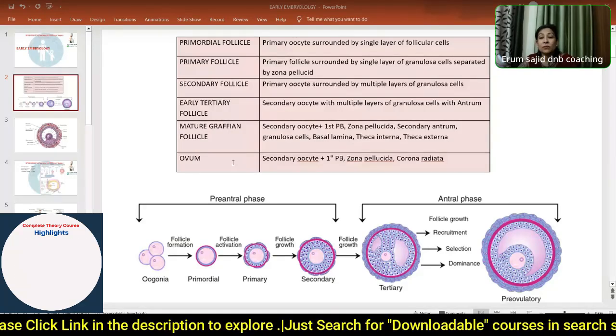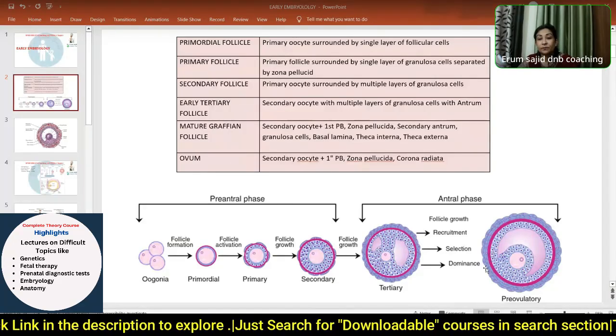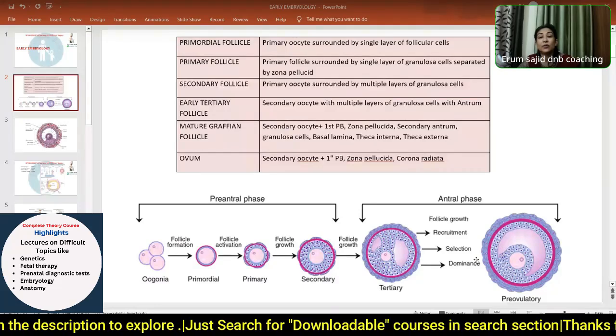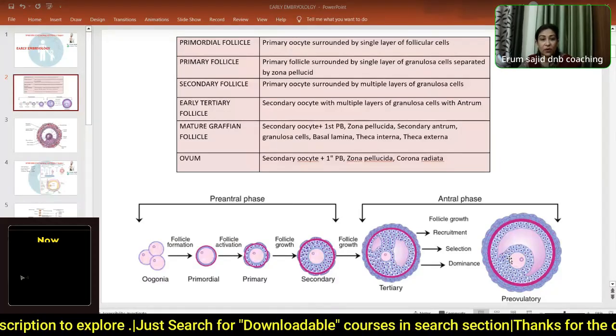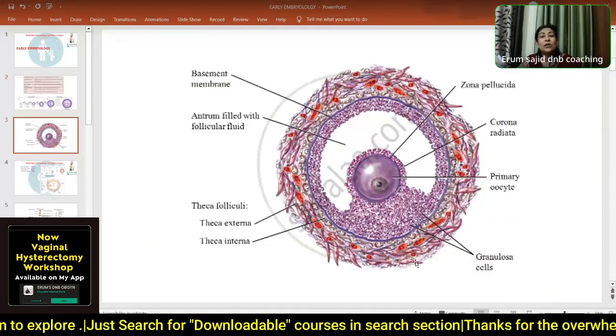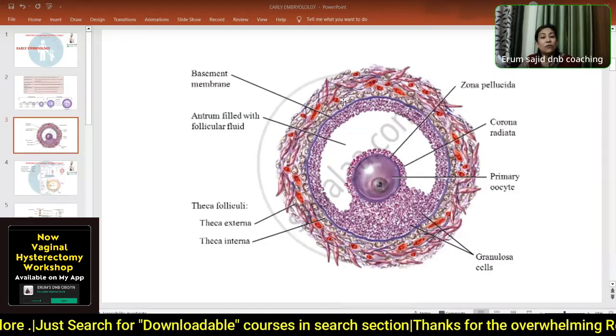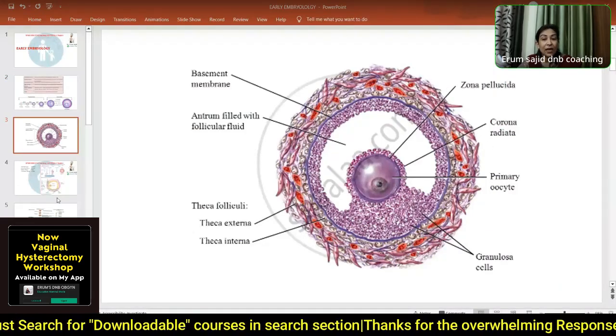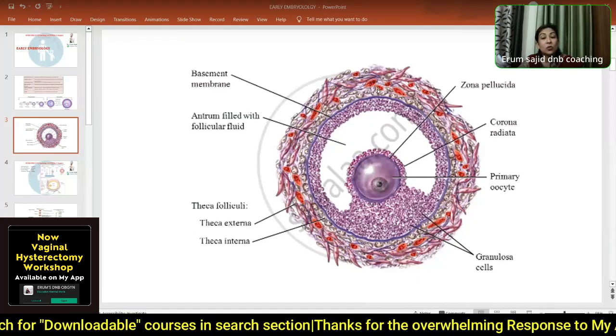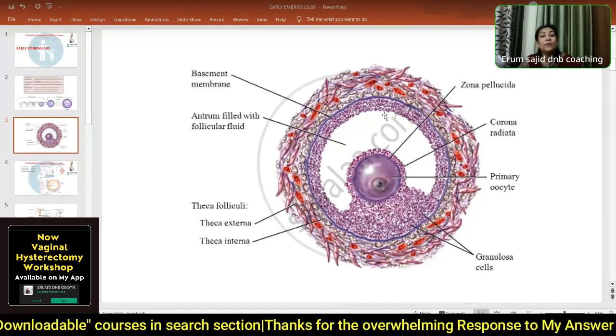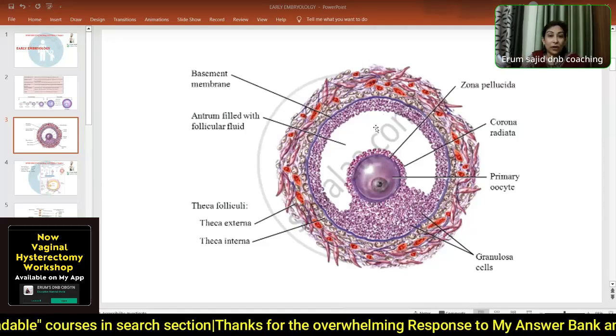What finally is the ovum is just this part. See, just the zona pellucida and corona radiata. That's what the ovum is, right? And now I'll tell you a little more about the Graafian follicle, because we'd already been there. Let's discuss the Graafian follicle. So what you have over here is actually an about-to-ovulate follicle.